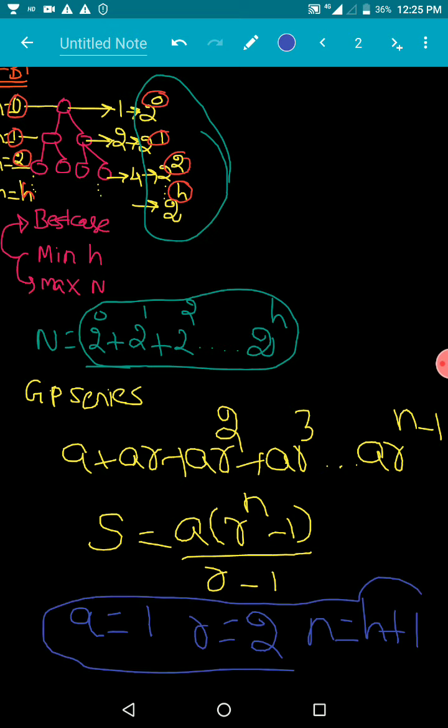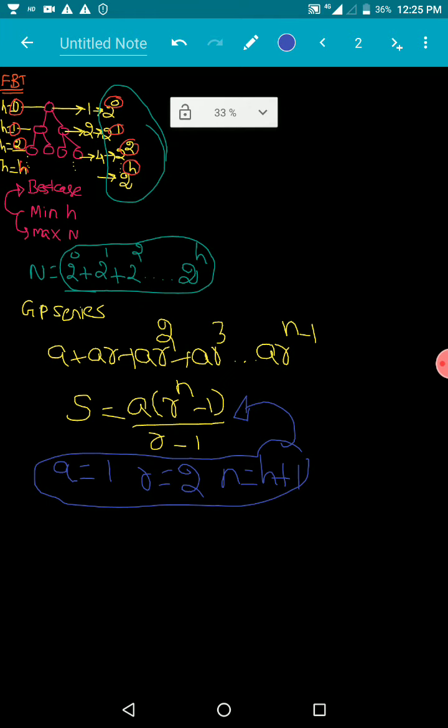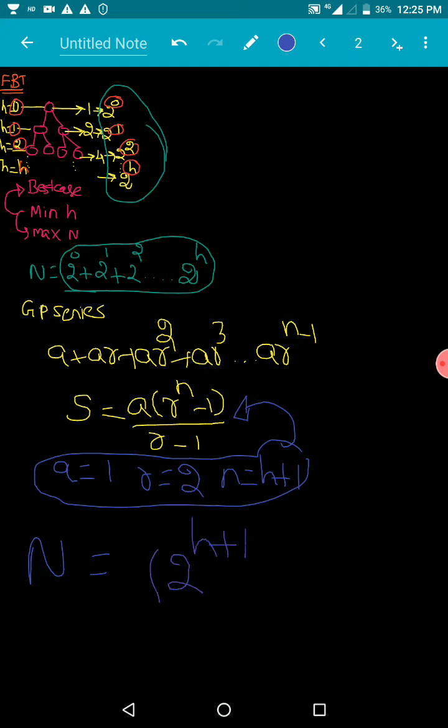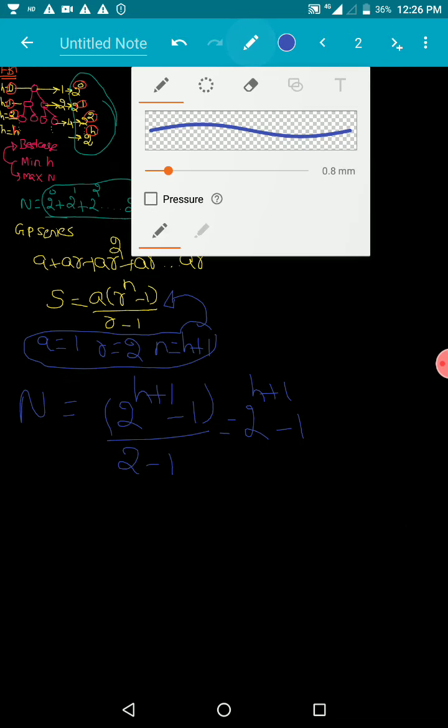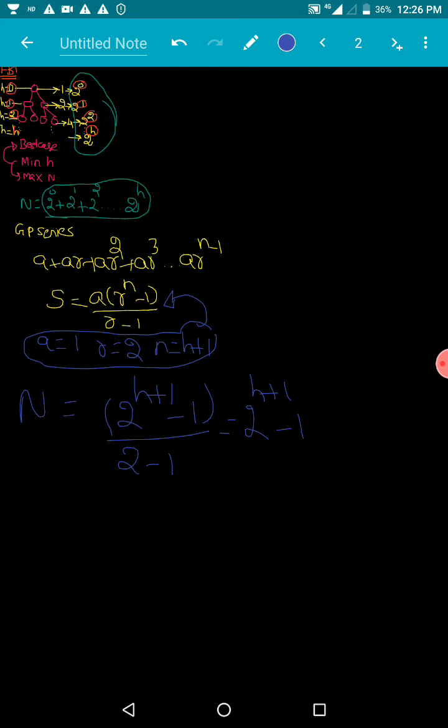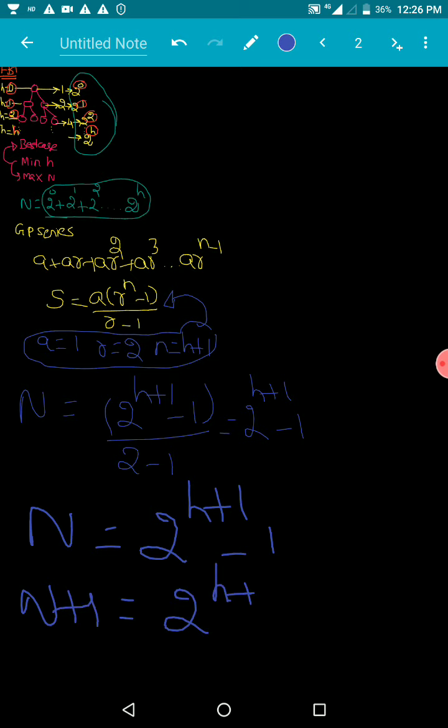Substitute these values into this formula. We can get the total number of nodes n equal to 2 power h plus 1 minus 1 divided by 2 minus 1, which is equal to 2 power h plus 1 minus 1. Therefore, the total number of nodes n equal to 2 power h plus 1 minus 1. Therefore, n plus 1 equal to 2 power h plus 1.